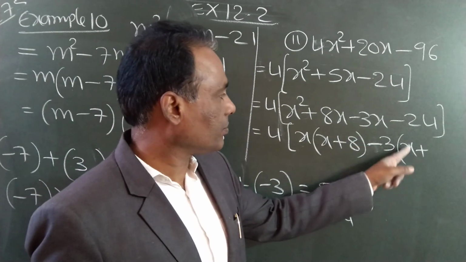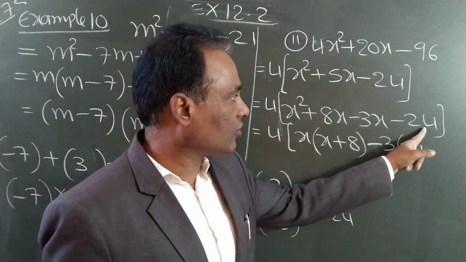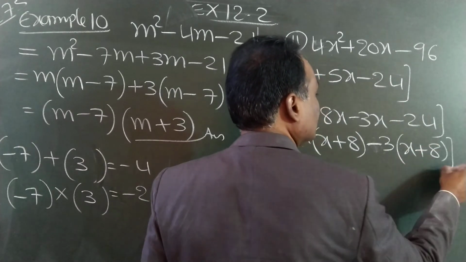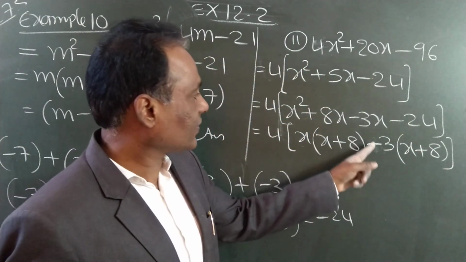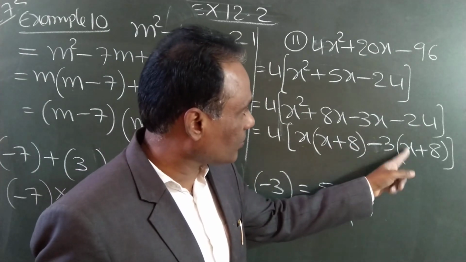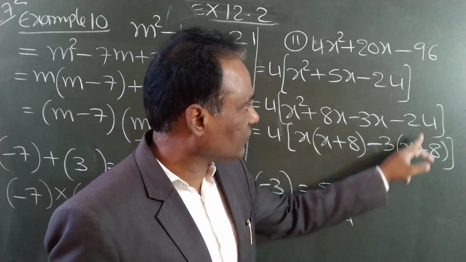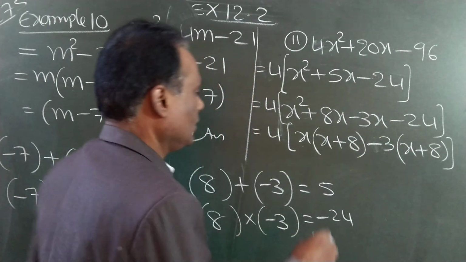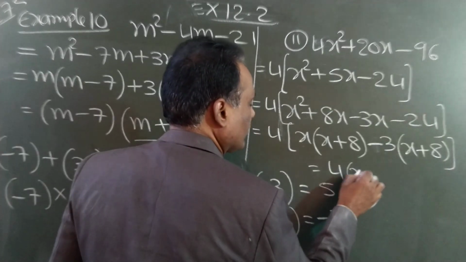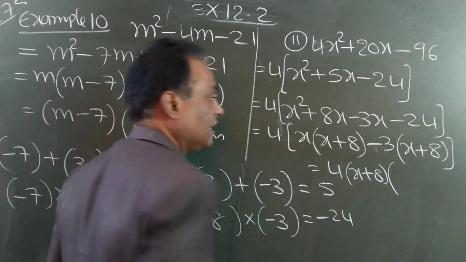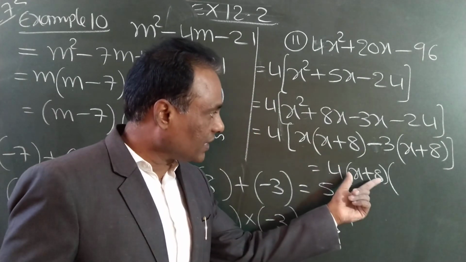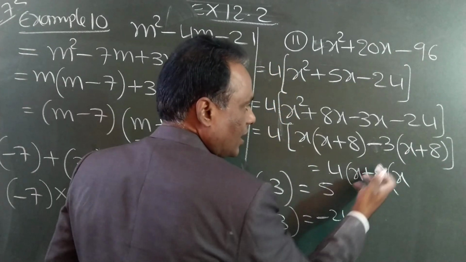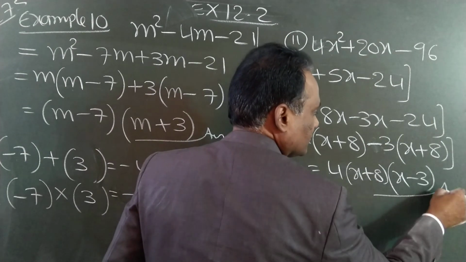Minus 3 common. x remains. Minus is taken common. 24 is 3 8s. Minus 3 common means x remains. Minus common means only plus. 24 is 3 into 8. So 4 is same. x plus 8 common. 4 is same. x plus 8 common. What is left? x. x plus 8 common. What is left? Minus 3.